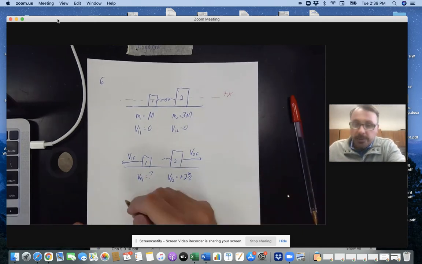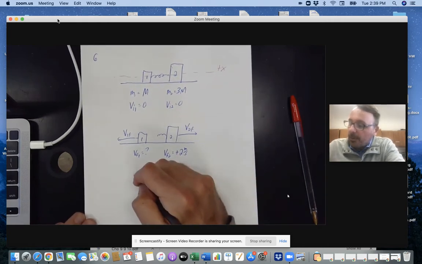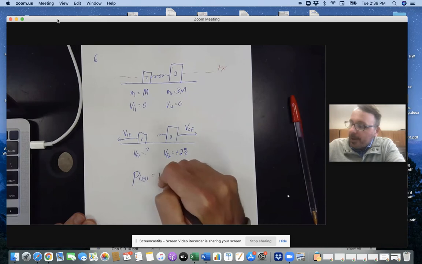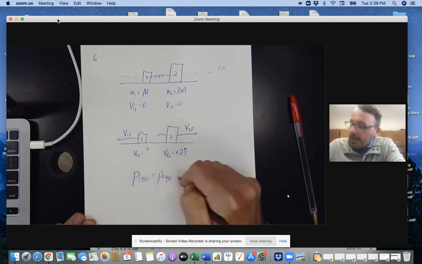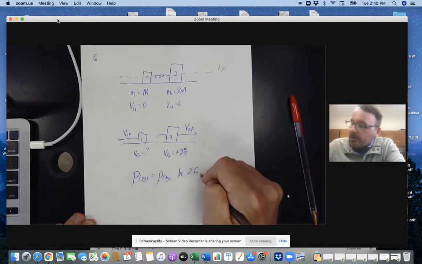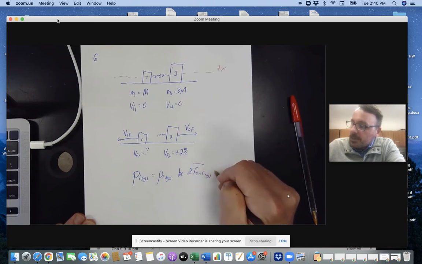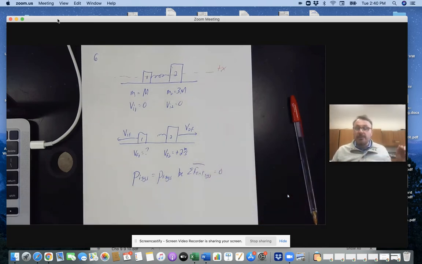So how do we solve this problem? Well, the setup is simple. We say the initial momentum of the system is equal to the final momentum of the system because the net external average force on the system is equal to 0. Remember, that doesn't mean that object 1 isn't experiencing a net external force. It is. Object 2 is exerting a net external force, but as a system, they are not.